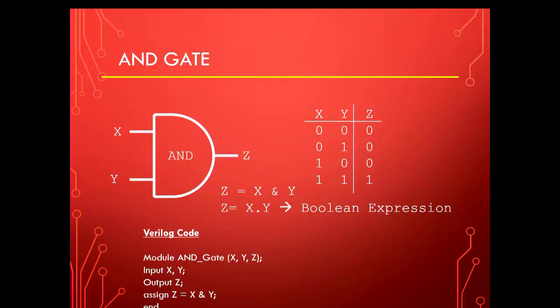A Boolean expression is just a way of simplifying the expression for a logic diagram. So how will the Verilog code look for an AND gate? Again, module, then the name of the module, AND gate, and you define your inputs X, Y, and Z. You can further say X and Y are the inputs and the output is Z, semicolon, and then assign Z equals X & Y, and then you end the module. The code is very simple and easy to understand.